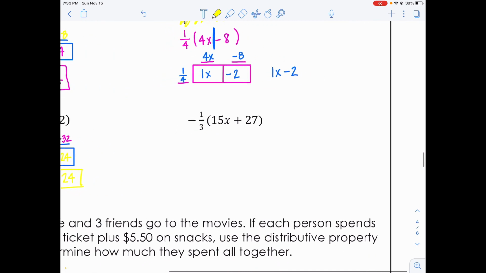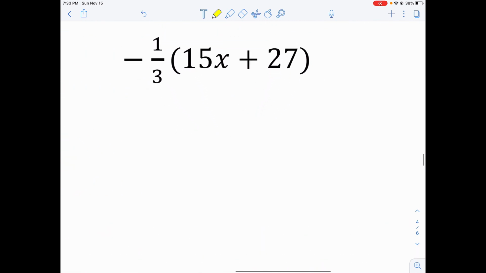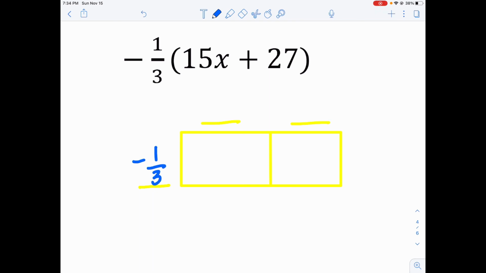Last one in this section, negative 1/3 times, and then in parentheses, 15x plus 27. Two terms in the parentheses, so two boxes. Remember, we need a number in front of the boxes, and one above each box. Negative 1/3 is in front, so negative 1/3 goes in front down here. 15x goes above the first box. Positive 27 goes above the second box.